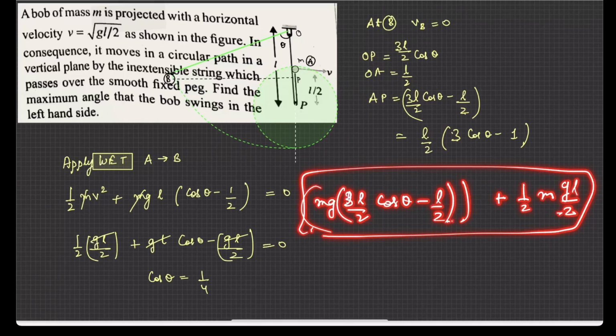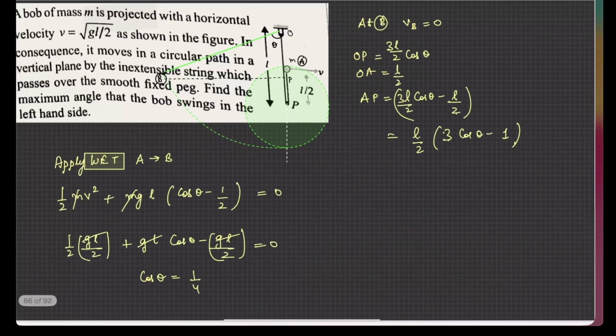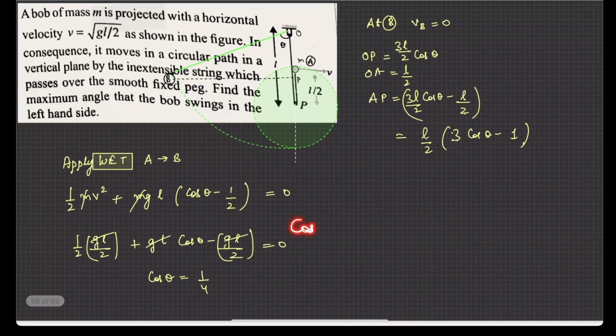ठीक है, अब इसमें m's cancel, so it will be 3GL by 2 cos theta minus GL by 2 plus GL by 4. So यहाँ पे आ जाएगा minus GL by 4, minus GL by 4. इन दोनों को सॉल्व करेंगे. Minus GL by 4 is equal to 3GL cos theta by 2. ठीक है, यहाँ से cos theta आ गया मेरा, cos theta.